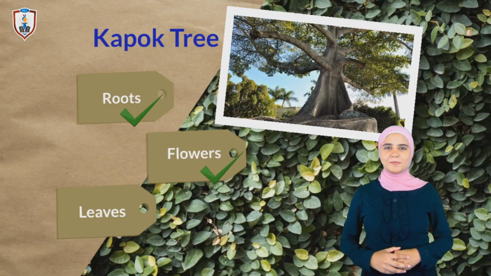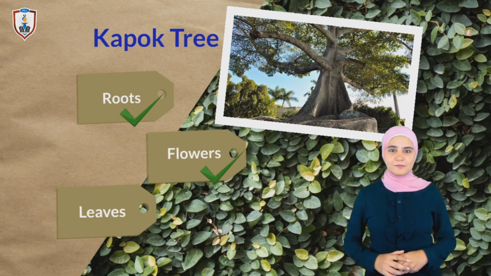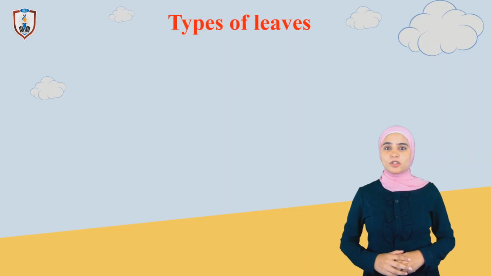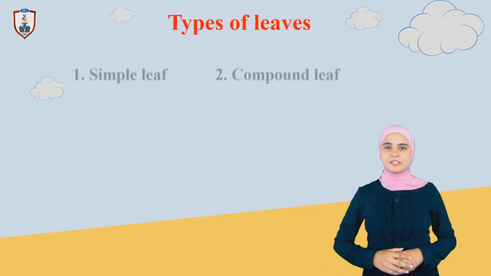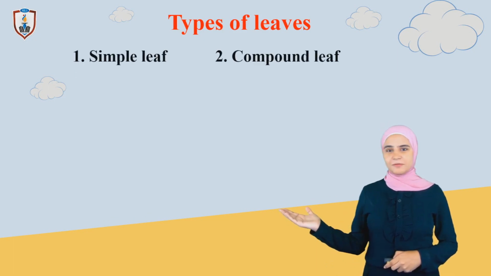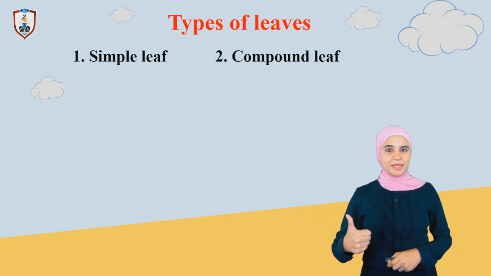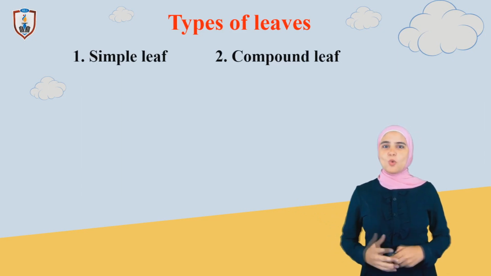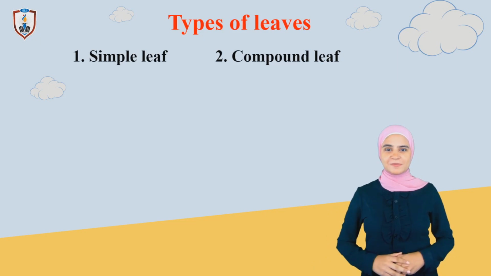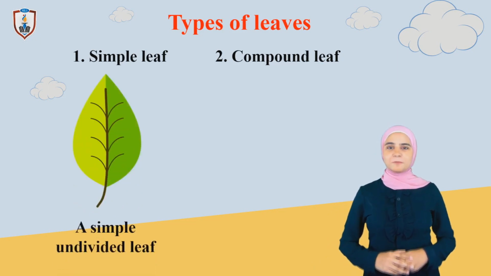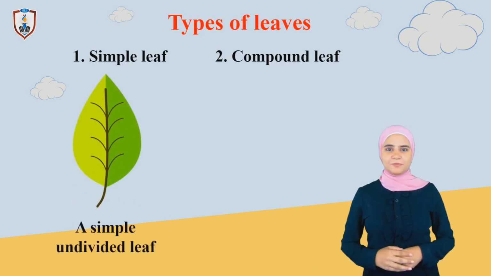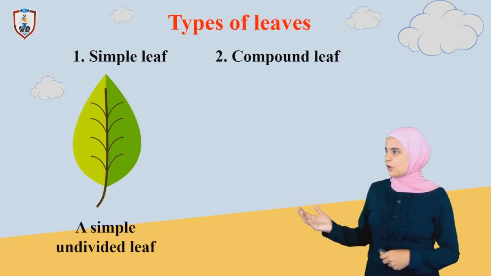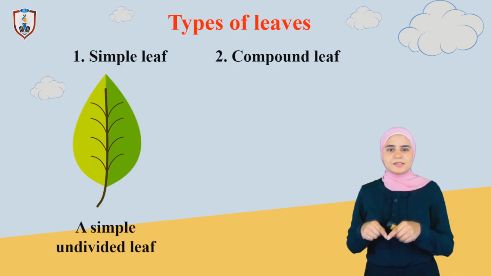Well, what about its leaves? But first, before talking about the leaves of the kapok tree, let's know what the types of leaves are. There are two types of leaves. The first type is called simple leaf. The second one is called compound leaf. What is the difference between these two types? A simple leaf is an undivided leaf, which means that when we look at this leaf, we can find it as one leaf.